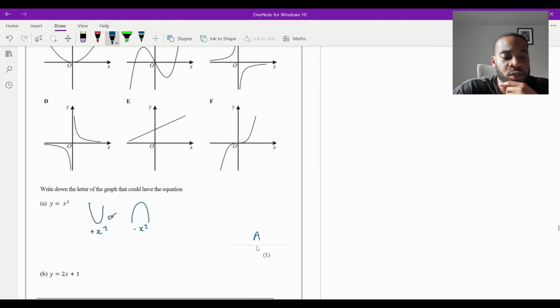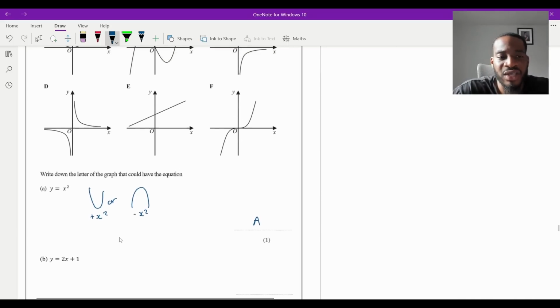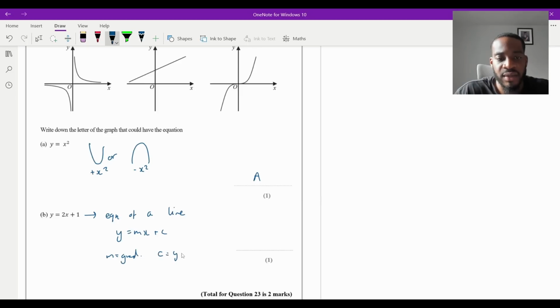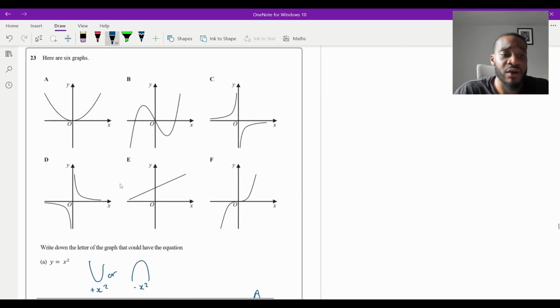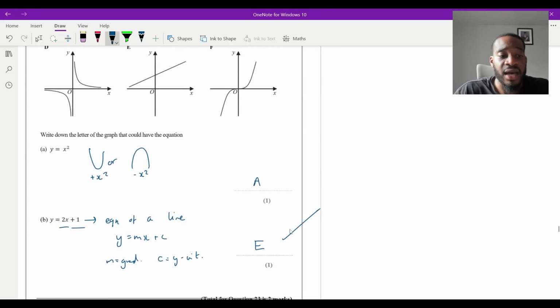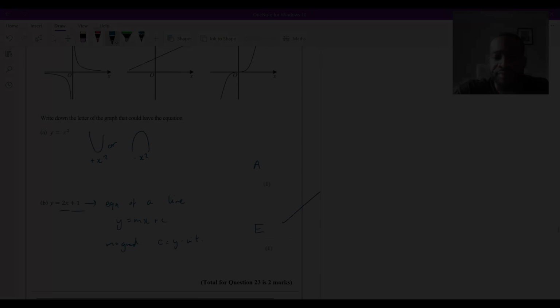For the second one, it says y equals 2x plus 1. Ask yourself, what type of equation is that? You should know that this is an equation of a line. The general formula for the equation of a line is y equals mx plus c, where m is your gradient and c is your y-intercept. We can see that this follows that structure, so it's definitely a line. There's only one line out of the options here, so it has to be E. And that's it for question 23.